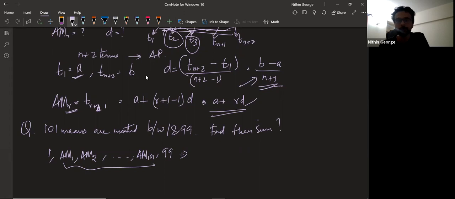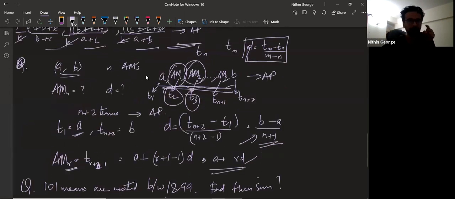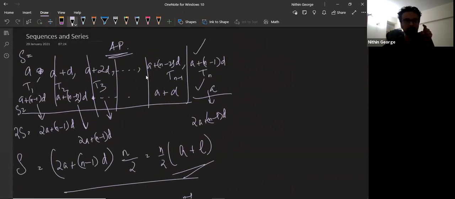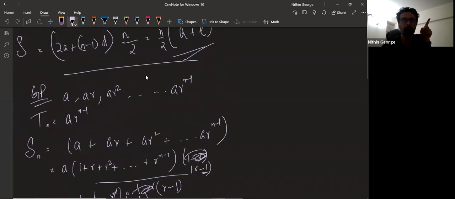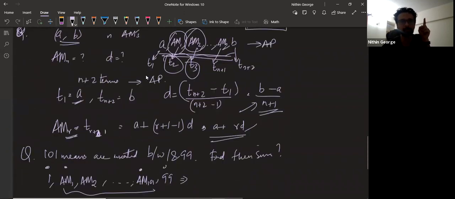So AM1 plus AM 101 will be equal to 1 plus 99. Like from the ends, you can take two terms symmetrically and their sum will be the same. We discussed this. That's how we get this formula only. I wrote the same series in reverse, so I added this and the last term. Symmetrically, if I take the first and the last term, second and the second last term, third and third last term, I will get their sum to be the same, 2a plus n minus 1d. That is what I want you to understand here. We'll be applying that here.